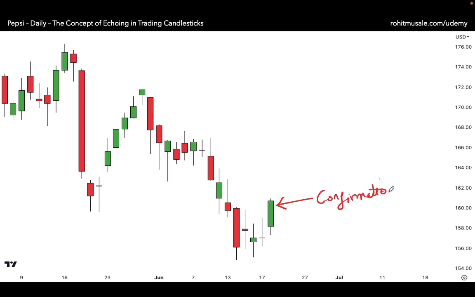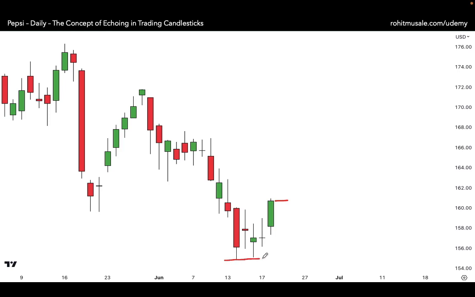This is not echoing. Okay, these three candles were echoing the bullish view. The close of this candle provides the confirmation that our prior bullish view on the market was correct, right? So now aggressive traders could think of taking the trade. So you might want to go long here.